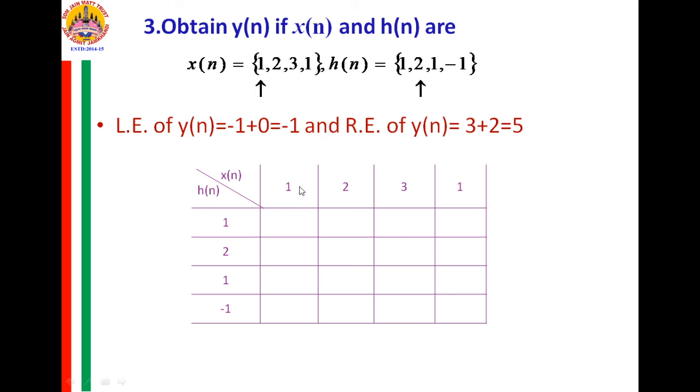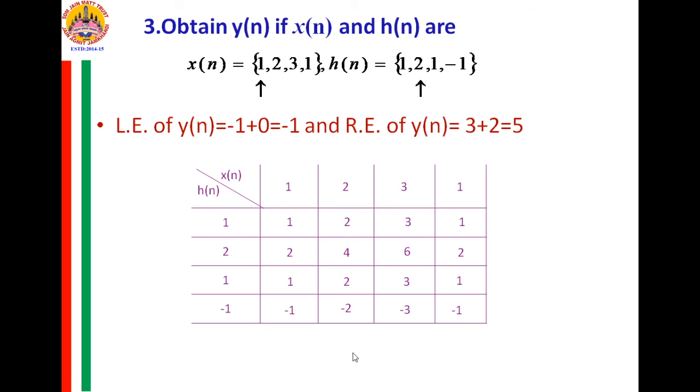So I have entered xn in the first row and hn in the first column. Let us go on multiplying the corresponding elements and entering them in the table. 1 into 2, 1 into 3, 3, 1 into 1, 1, 2 into 1, 2, 2 into 2, 4, 2 into 3, 6 here, 2 into 1, 2. 1 into 1, 1, then in this cell 1 into 2, 2, in this cell 1 into 3, 3, then in this cell 1 into 1, 1. So minus 1 into 1, minus 1, minus 1 into 2, minus 2, minus 1 into 3, minus 3, minus 1 into 1, minus 1.